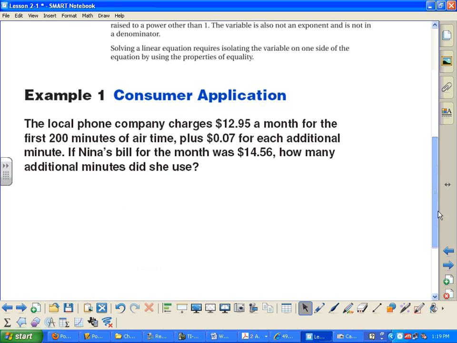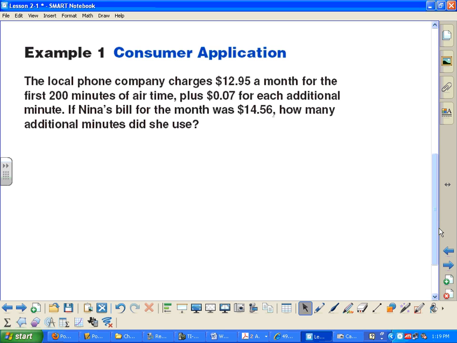Okay, so here's our first example. We're going to do an application problem. So we actually have to write the equation first of all. They're not going to give it to us. So here it says a local phone company charges $12.95 a month for the first 200 minutes of airtime, plus 7 cents for each additional minute. If Nina's bill for the month was $14.56, how many additional minutes did she use?